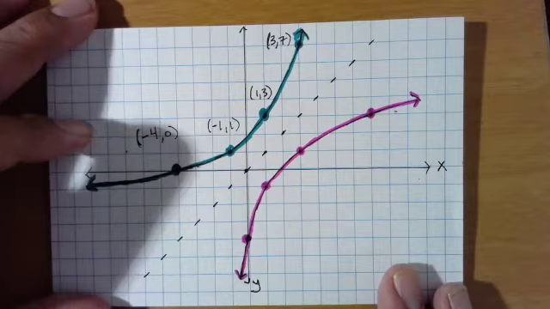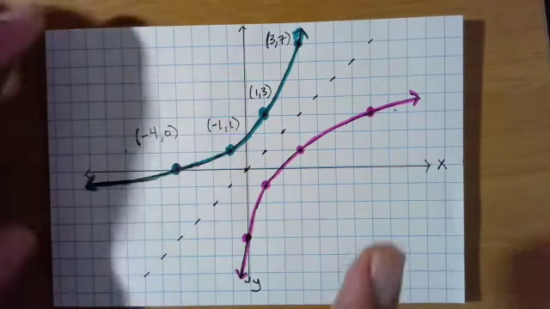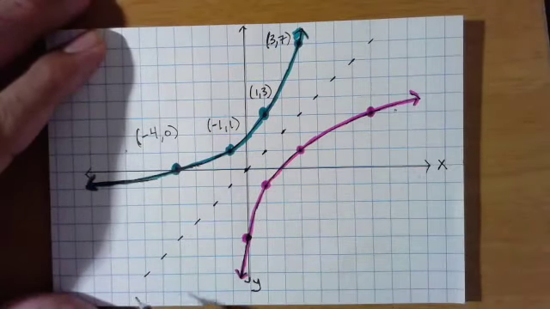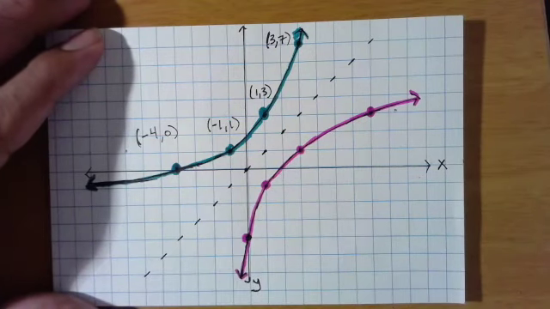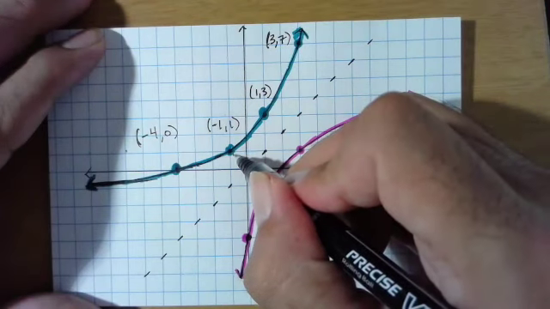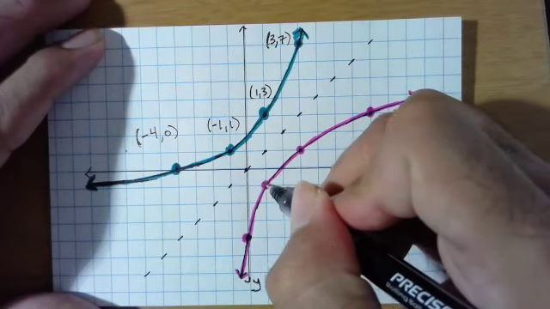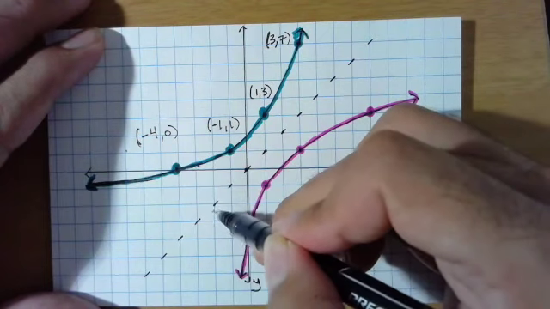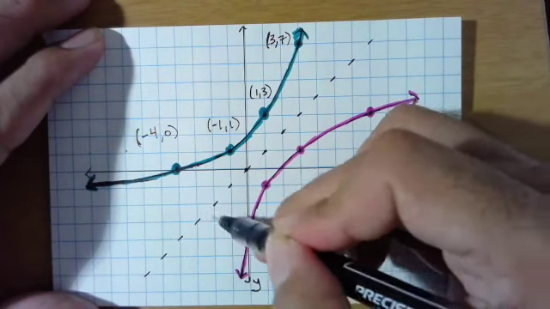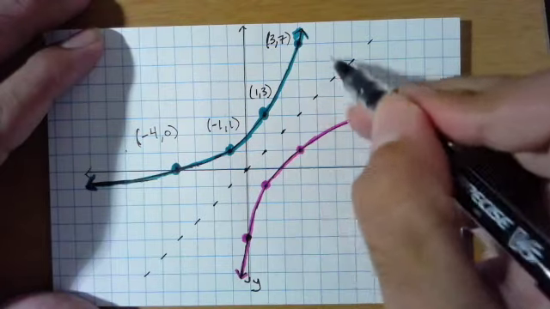So as you can see, if I were to fold this paper in half along this line y equals x, I would get these points overlapping each other. We also see that they are the same distance from the line y equals x as their inverted points. So same distance from (-4, 0) to the line as (0, -4), the inverted point.